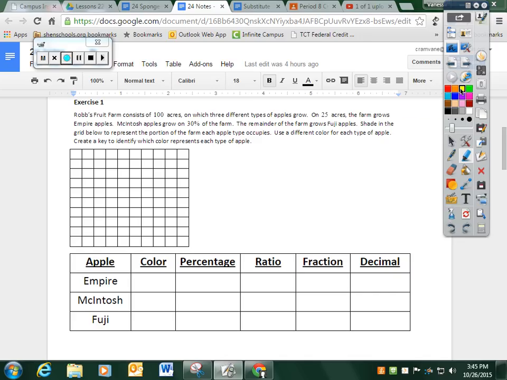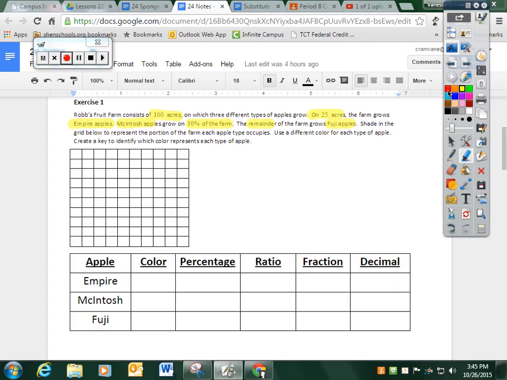I hope you have the top popped on your highlighter, or you're going to work on underlining important information in our word problem. Rob's fruit farm consists of 100 acres, on which 3 different types of apples grow. On 25 acres, the farm grows Empire apples. Macintosh apples grow 30% of the farm. The remainder, it's a very important word, of the farm grows Fuji apples. Shade in the grid below to represent the portion of the farm each apple type occupies. Use a different color for each type of apple. Create a key to identify which color represents each type of apple.